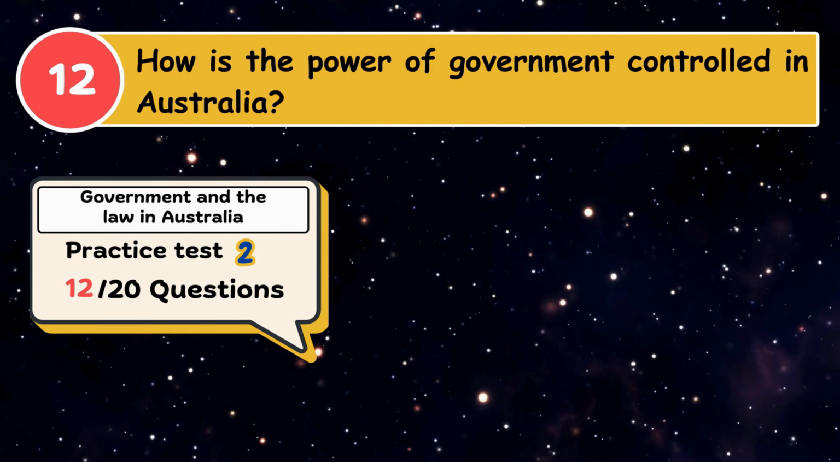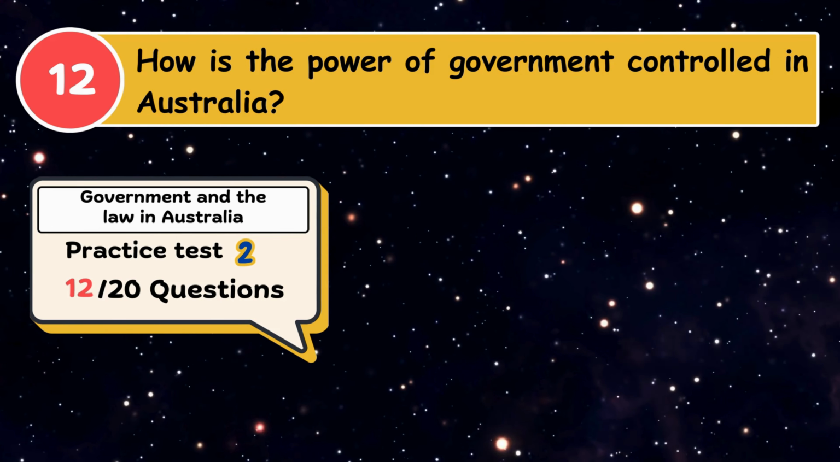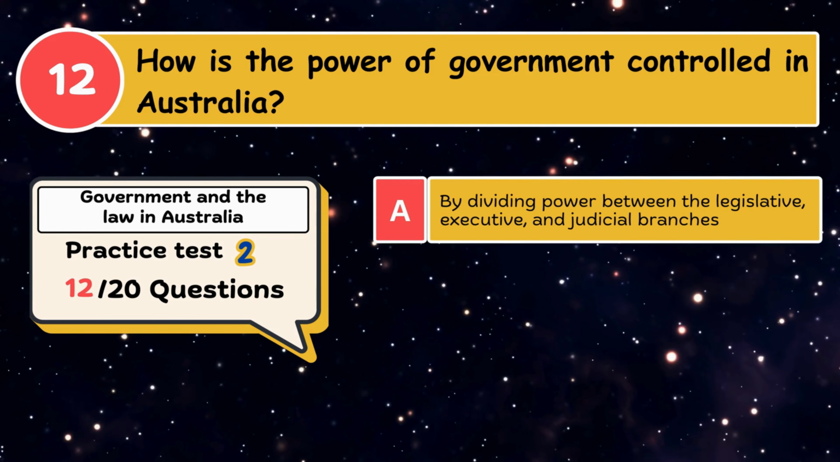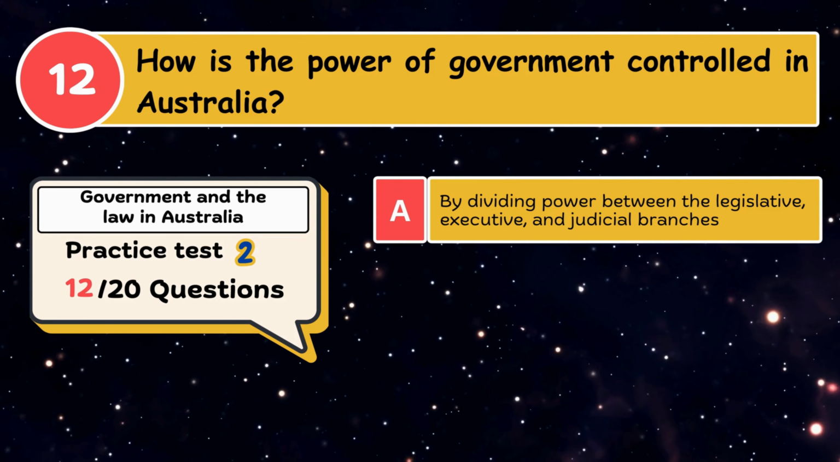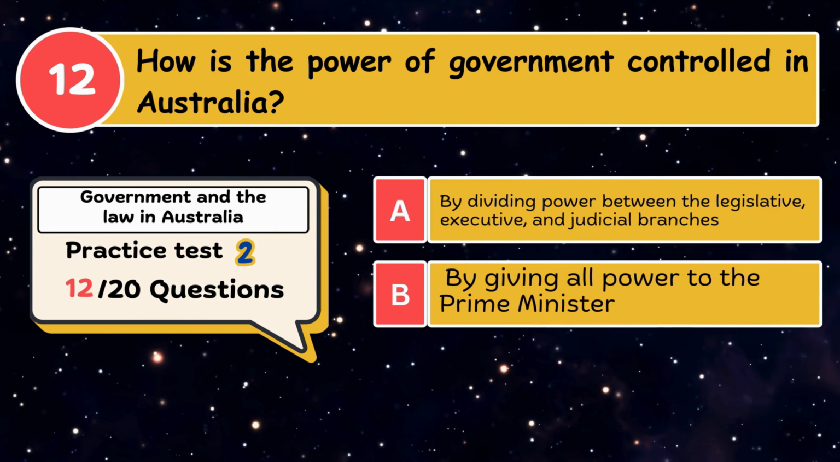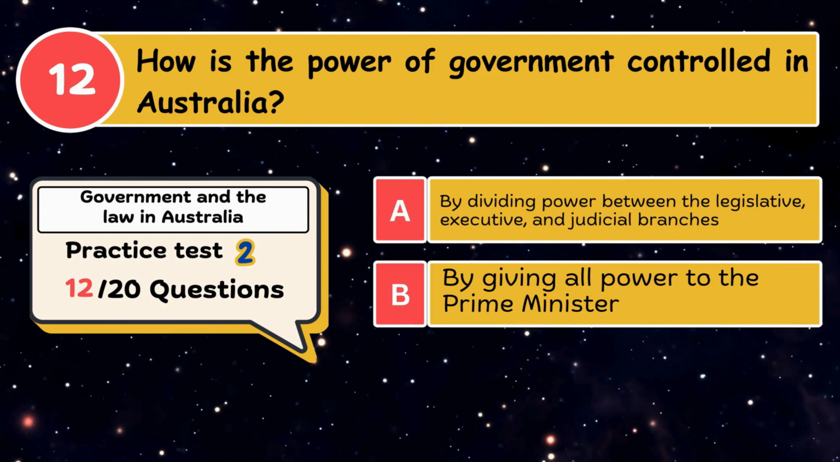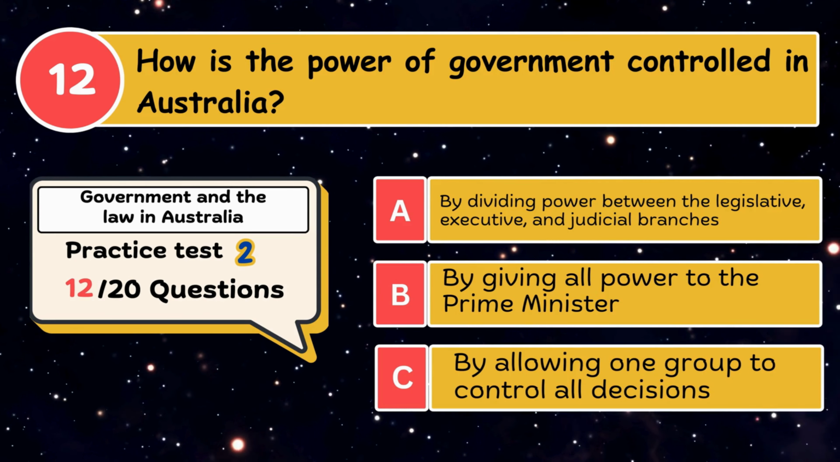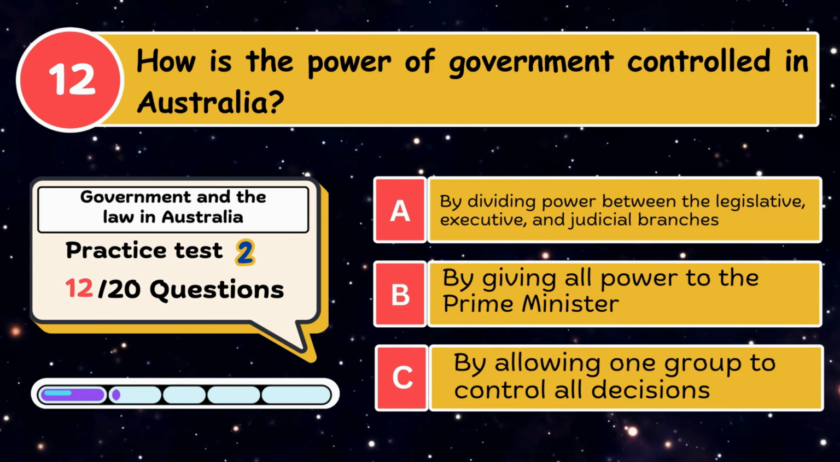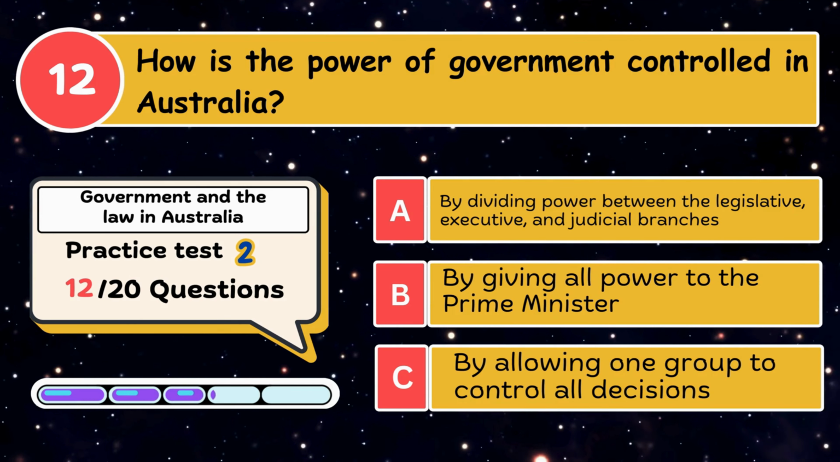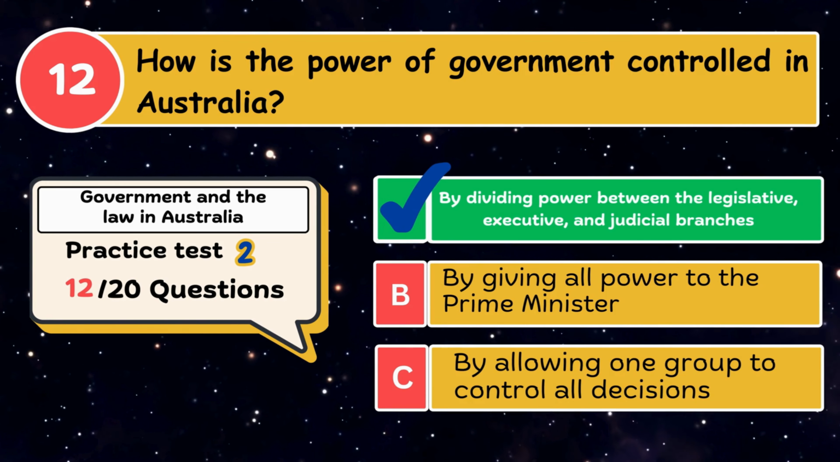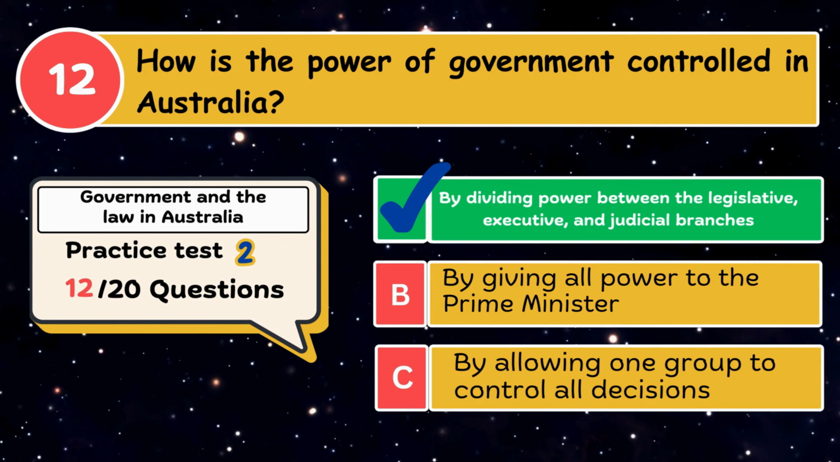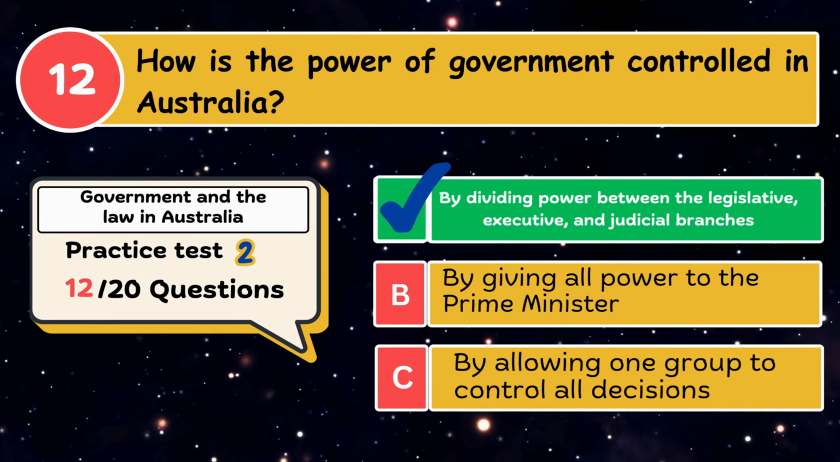How is the power of government controlled in Australia? A, by dividing power between the legislative, executive, and judicial branches. B, by giving all power to the Prime Minister. C, by allowing one group to control all decisions. The correct answer is by dividing power between the legislative, executive, and judicial branches.